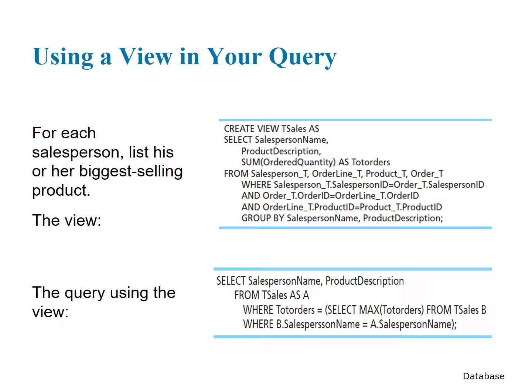Next, you can write a correlated subquery using the view. Select salesperson name, product description from T-sales as A, where totals equals select max totals from T-sales B, where B dot salesperson name equals A dot salesperson name. Notice that once you had created the T-sales view, the correlated subquery was rather simple to write. Also, it was simple to conceive of the final query once all the data needed to display were in the set created by the virtual table of the view.